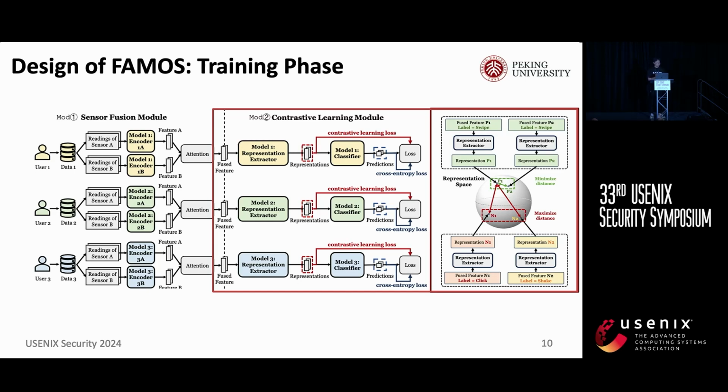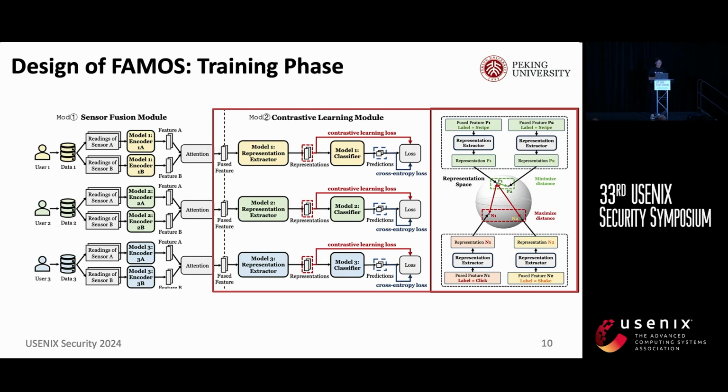This can enable us to automatically select stable sensor readings and different background activities. And the second is the contrastive learning module. This module clusters the representations of the same action while pushing those from different actions far away. FAMOS can categorize the representations into several compact clusters based on different actions. As shown in the right figure, P1 and P2 represent 2 positive actions, and N1 and N2 represent 2 negative actions. This module minimizes the representation distance from the same action and maximizes the distance from different actions.